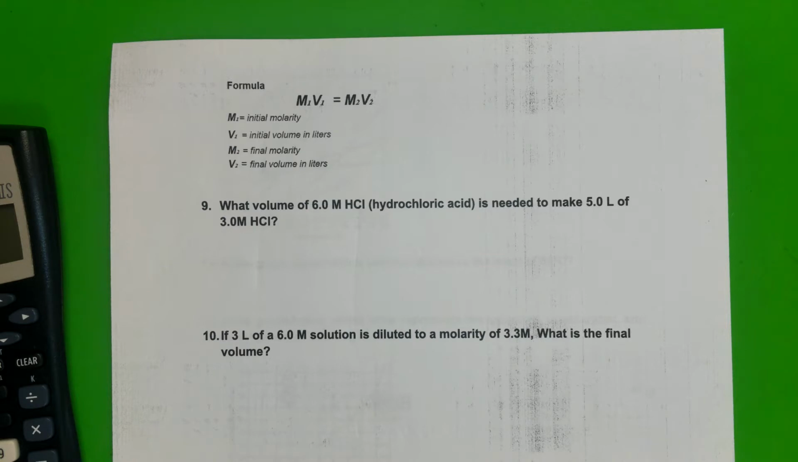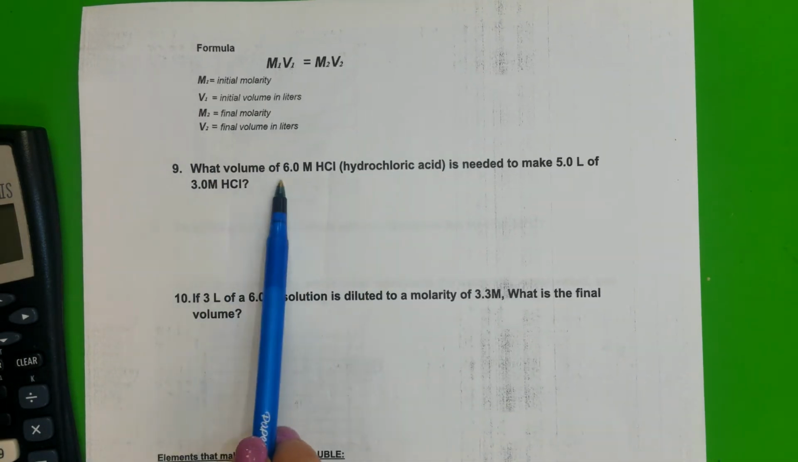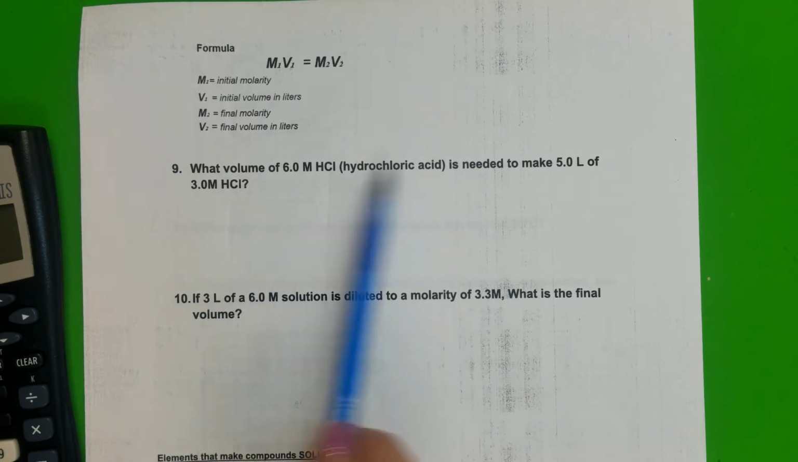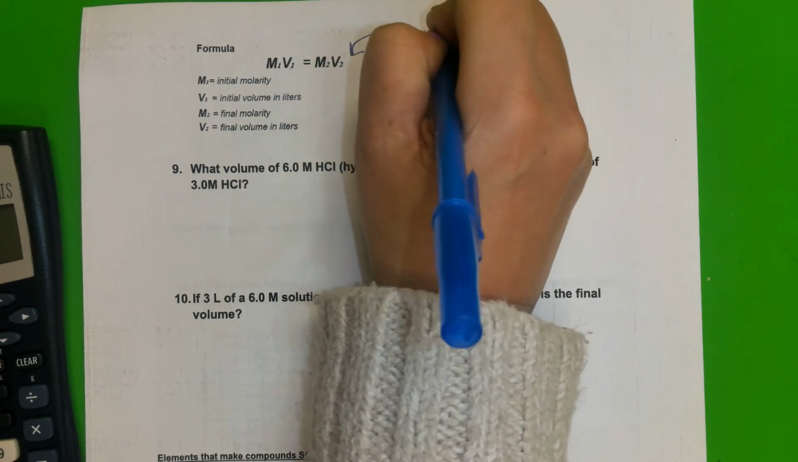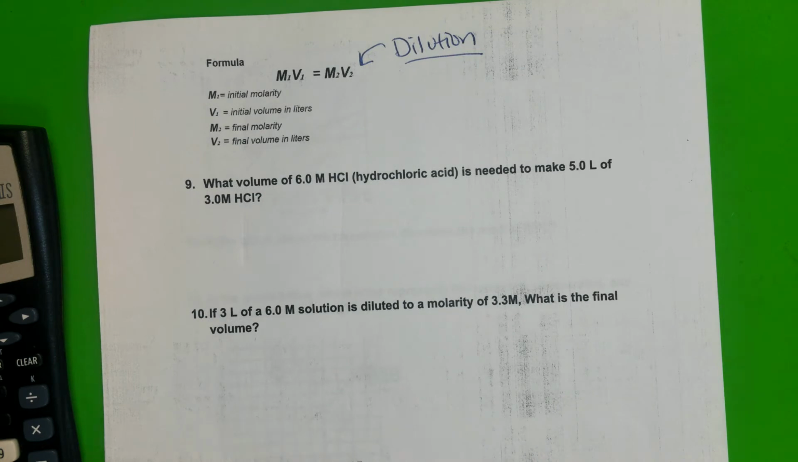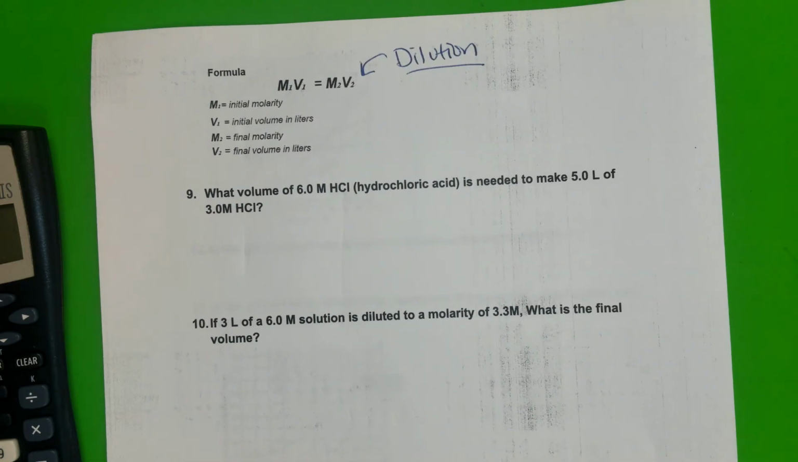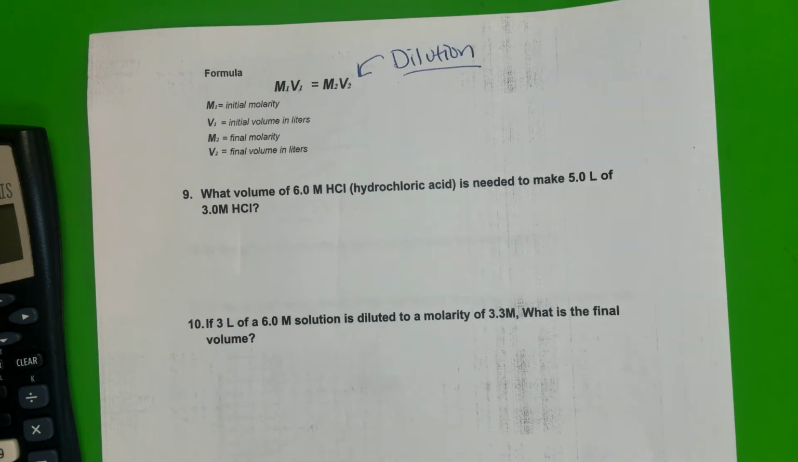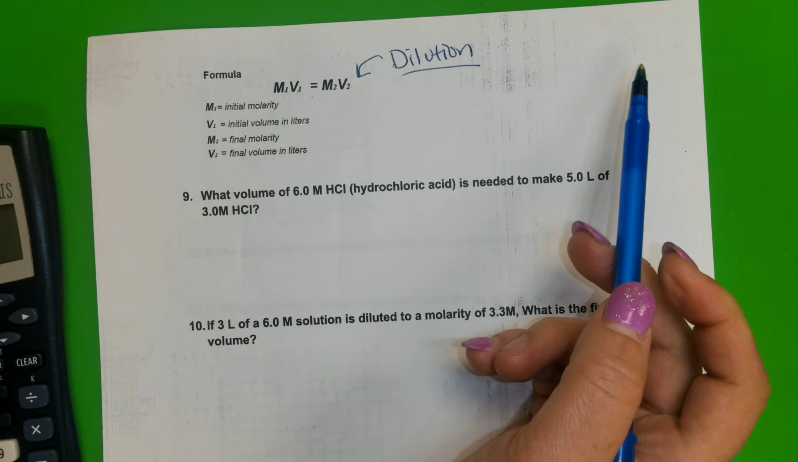Okay, so let's go ahead and continue with part two, which is number nine. What volume? Now we're looking at dilutions. By the way, this is a dilution problem. Mainly it's just to make something less concentrated. You add more water, which is one of the solvents. Basically, if you want it less strong, then you would use the dilution formula. So let's go ahead and get started.